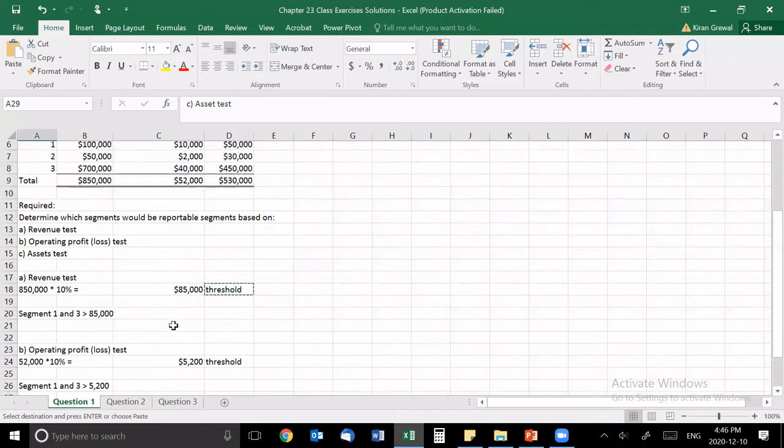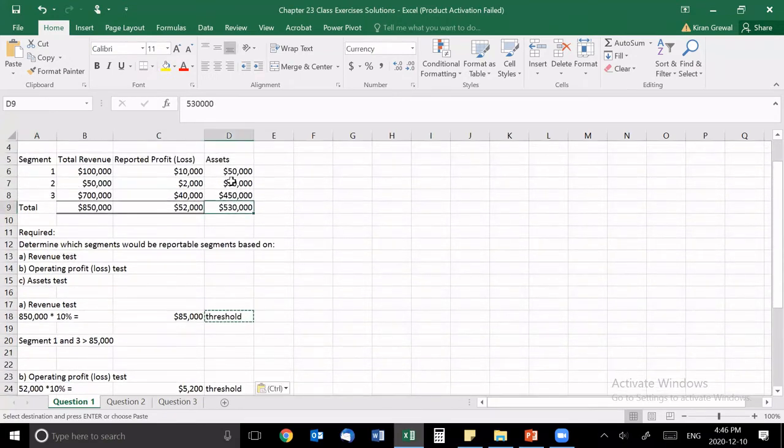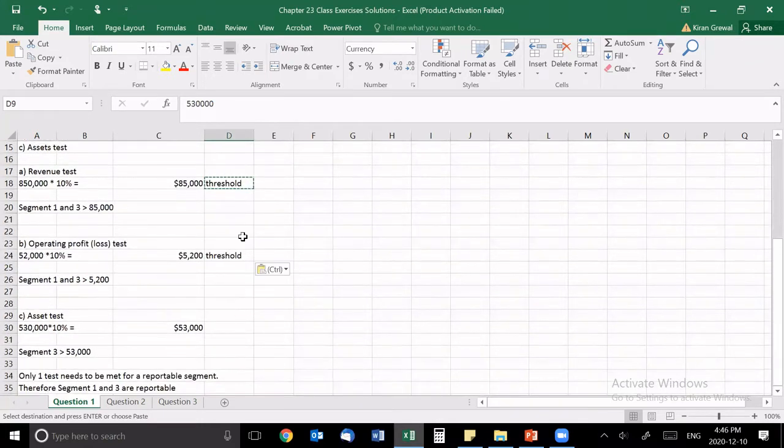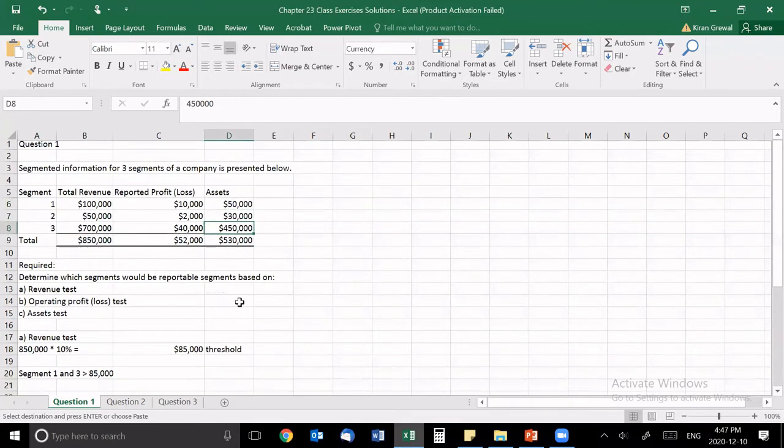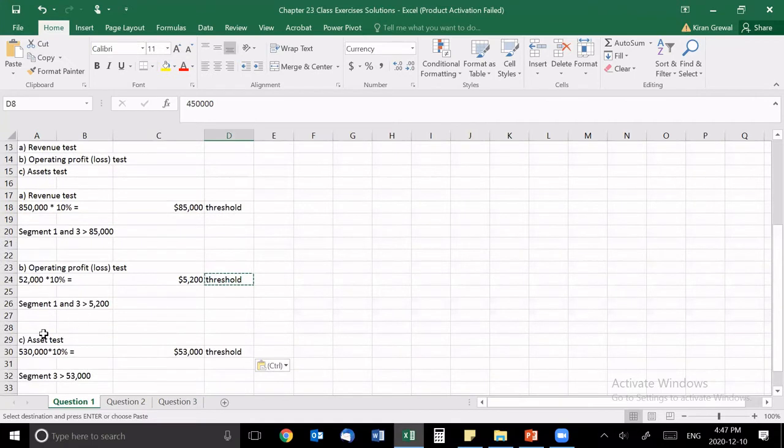Okay, so asset test. We're looking at our total assets for all the segments, and multiplying that by 10% to find out the threshold. So 530,000 times 10%, which means our threshold is $53,000. So any segments that have assets of at least 53,000 are reportable segments. So 50,000 is not quite at 53. 30,000 isn't either, but 450,000 is higher than 53. So segment 3 meets the asset test.